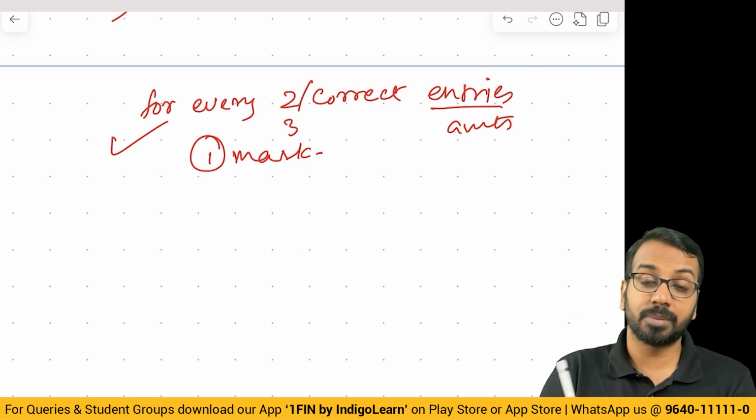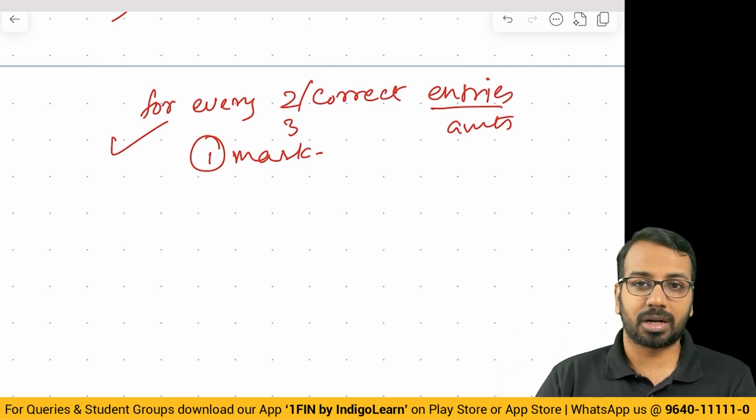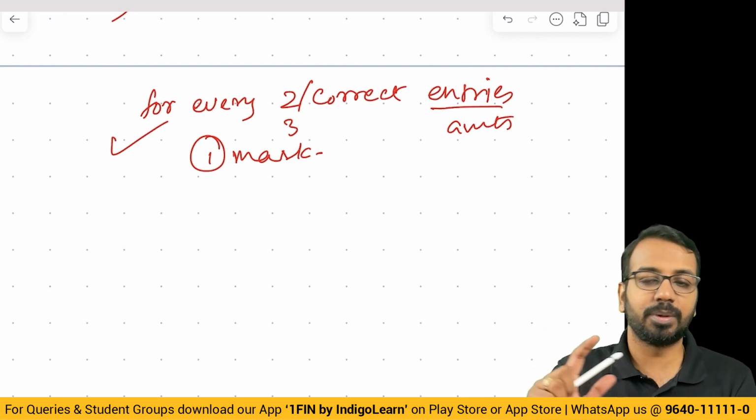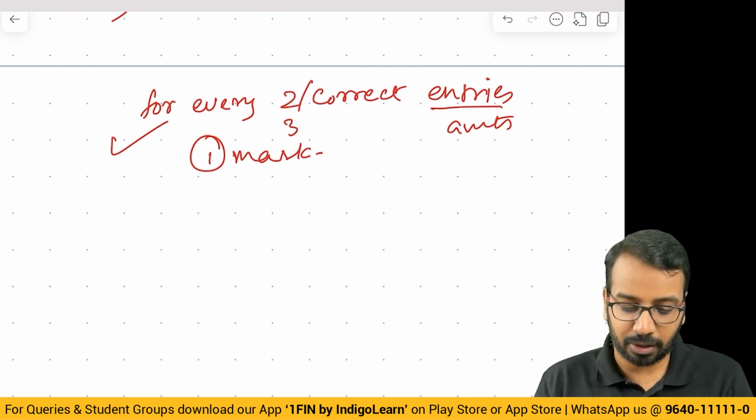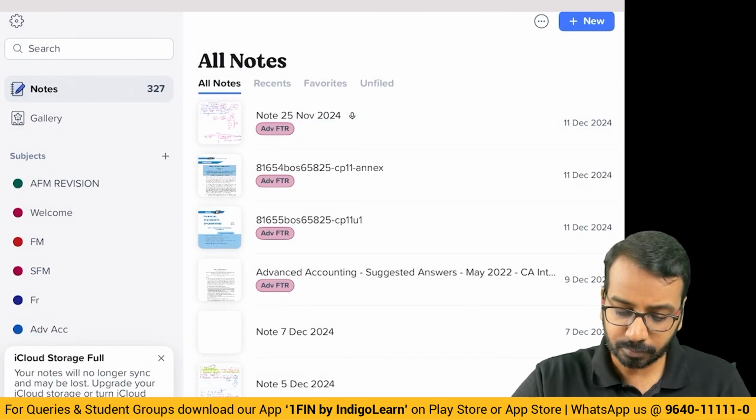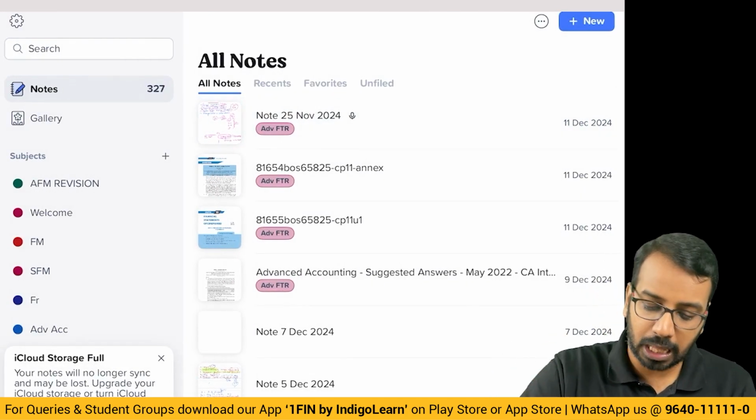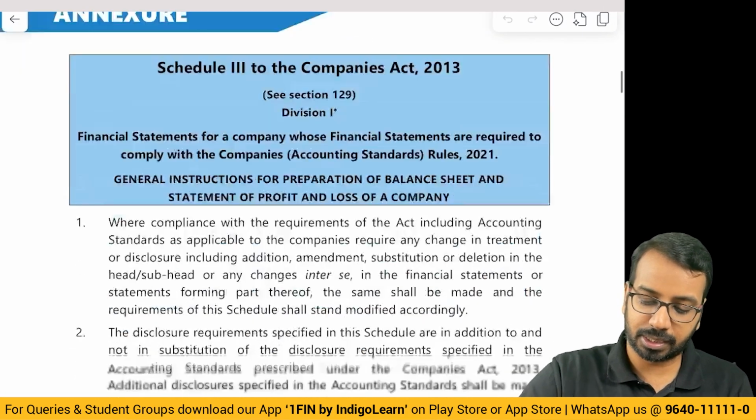Not for all the items, only for items where direct breakup is not available. That also, when we see the questions, we will be able to understand, right? Now, having understood this, a quick recap of how the notes and the financial statements are prepared.